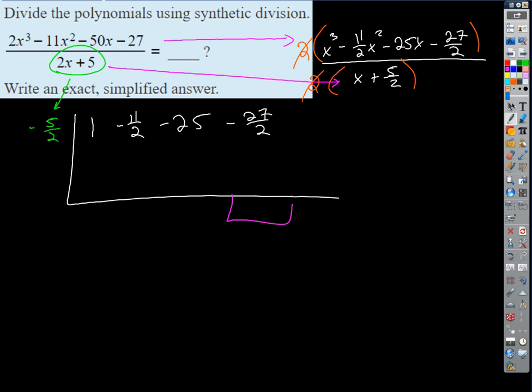Okay, so let's do this. What do we get then? Bring the 1 down, and I get 1 times negative 5 halves, negative 5 halves, and I add. What's negative 11 halves plus negative 5 halves? Negative 16 halves, which is negative 8. Okay, I'm going to multiply negative 8 times negative 5 halves, and that gives me what? 20. Negative 20. No, 20. Positive 20.